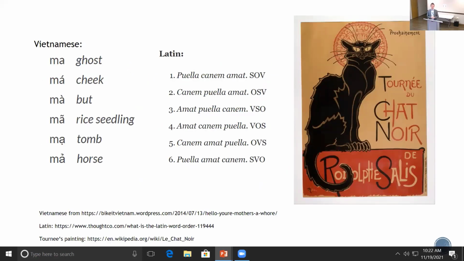Quick example just of how the variety of languages and how languages manifest. Latin, this over here on the right, let's see, the girl loves the dog. I believe that's what that says. I always get a little bit confused with this.